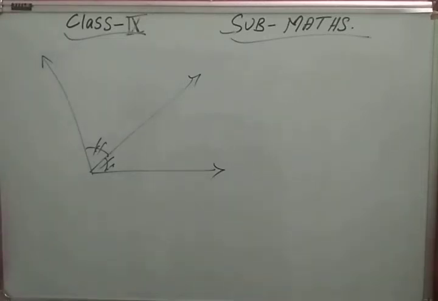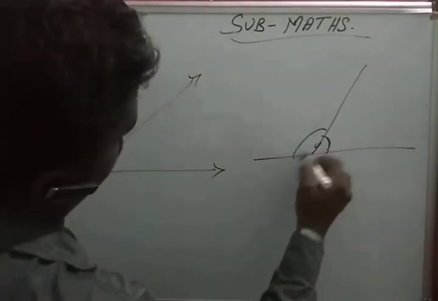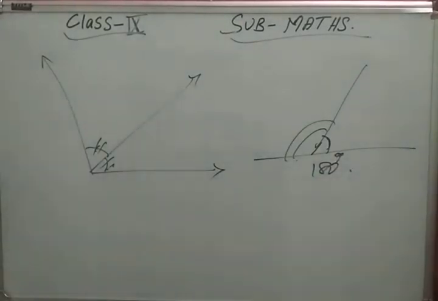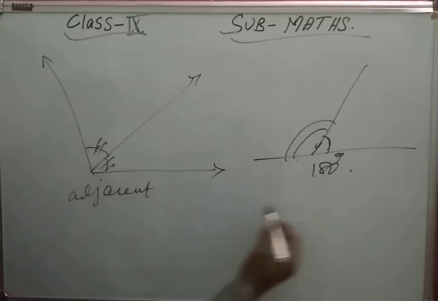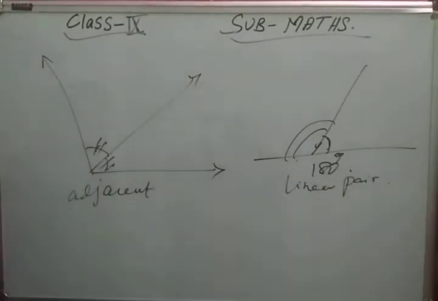And one more thing, linear pair of angles. What is the meaning of linear pair of angles? When we have two angles which add up to 180 degrees, then that is called a linear pair. Adjacent angles are the ones coming nearby. When the nearby angles give 180 degrees, a supplementary pair, that is called a linear pair.